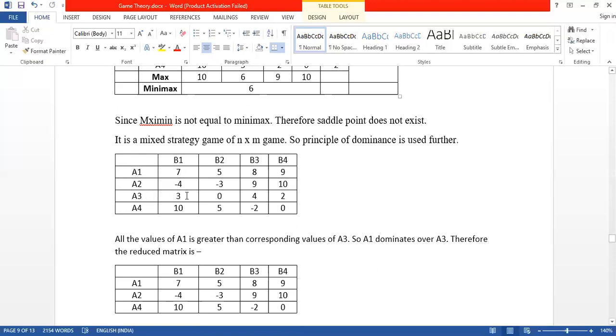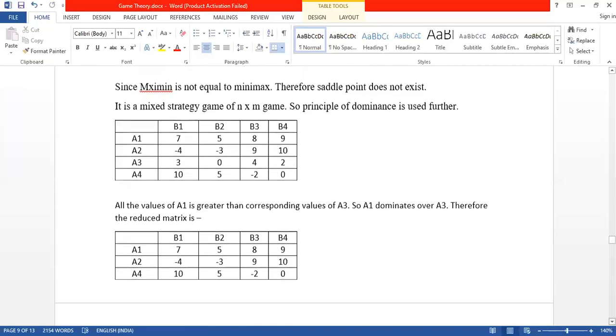See, 7 is greater than 3, 5 is greater than 0, 8 is greater than 4, and 9 is greater than 2. So what was our condition? The row values have to be either greater or equal. Now in our case, it is greater, so it satisfies the condition. That means A1 dominates over A3. So we eliminated A3 and we reduced the matrix to this.